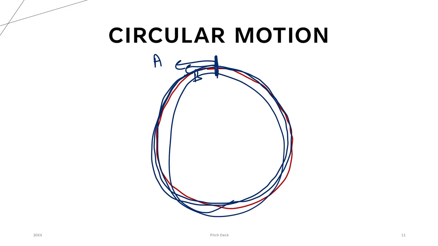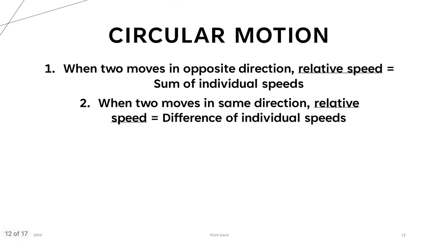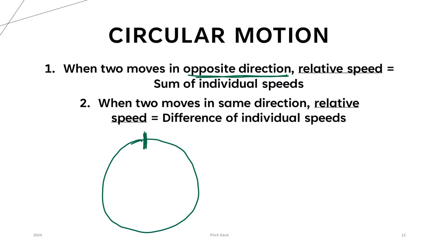When A is going in this direction and B is also going in this direction, but C is running on the other side. So A will be going from this side, C from this side, B also from this side. This is circular motion, and questions on this have also been asked. So we'll see a few concepts on this as well. Let's start. When two move in opposite directions, their relative speed, suppose A is running in this direction and B in this direction.